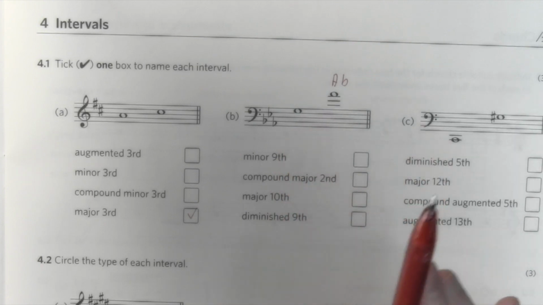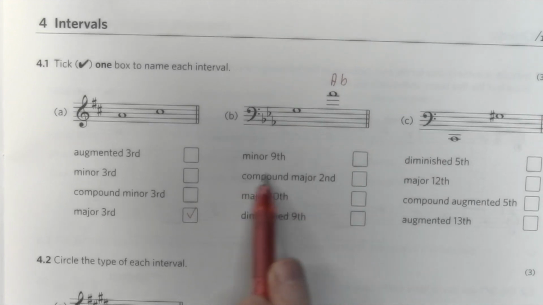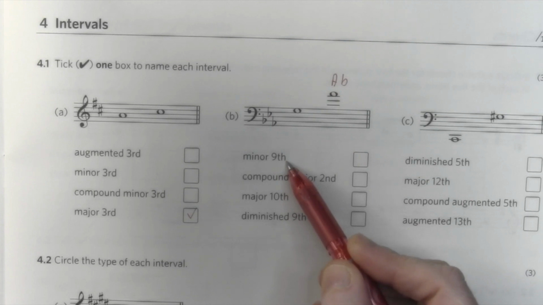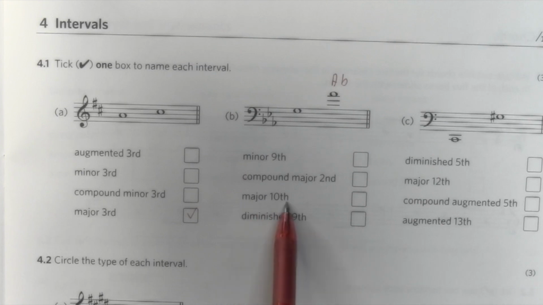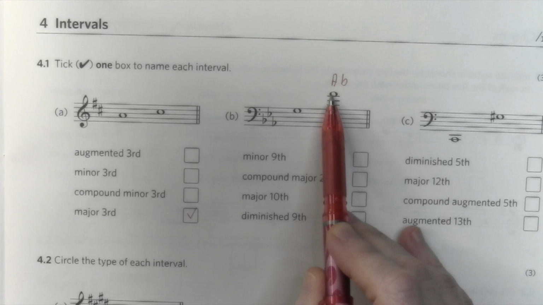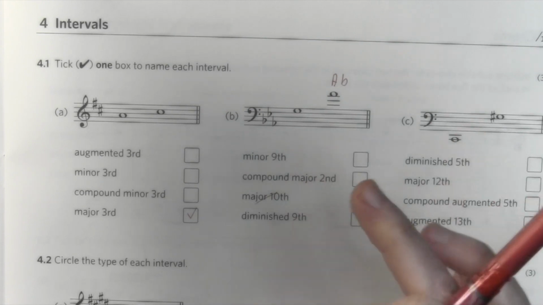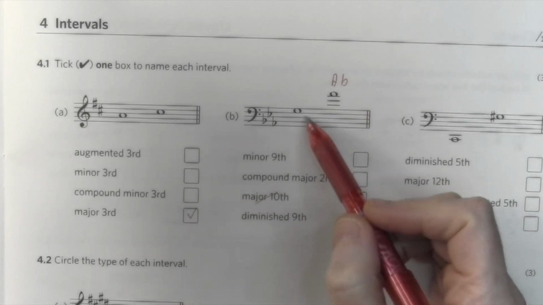Sol, la, this is clearly more than an octave. So this is a compound interval. It could be a 9th because it's one after the octave. It can't be a 10th because the note should have been called B for a 10th. And diminished 9th. Diminished 9th looks a little bit too short for this interval, but let's still consider it.